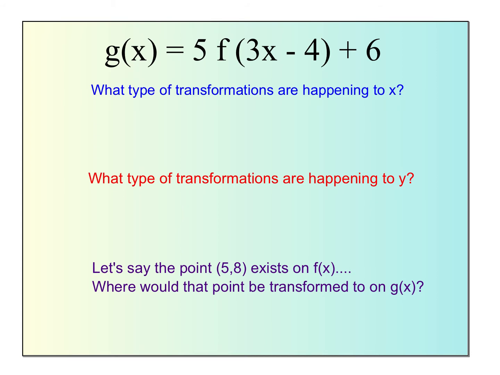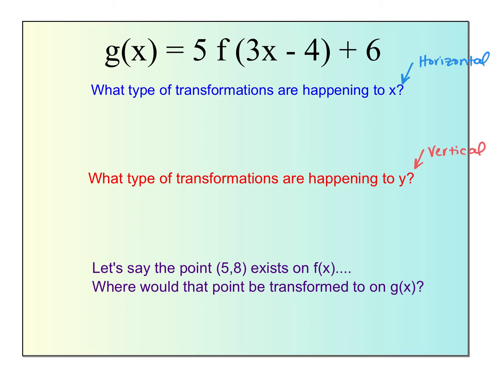So when we're given a transformation rule, the first thing that we're going to do is analyze what transformations are happening specifically to the x coordinate and the y coordinate, keeping in mind that all transformations affecting the x coordinate are going to be those that are horizontal, and the transformations that affect the y coordinate are the vertical transformations.